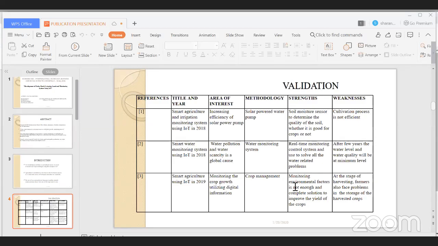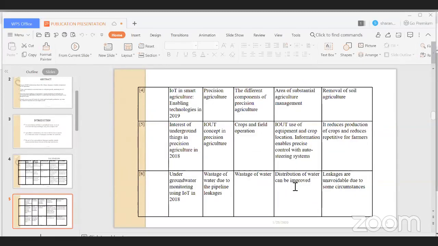We referred to many papers: smart agriculture and irrigation model system using IoT, and smart water monitoring system. In this paper, the water level content is low. Smart agriculture using IoT at the stage of harvesting also faces problems in the storage of the harvest.